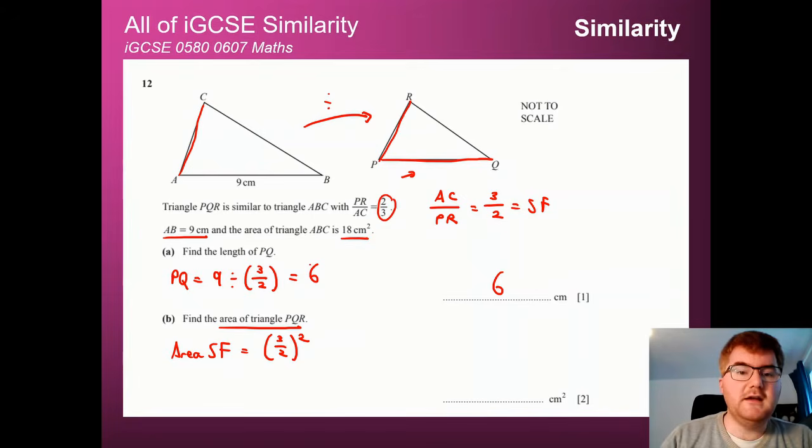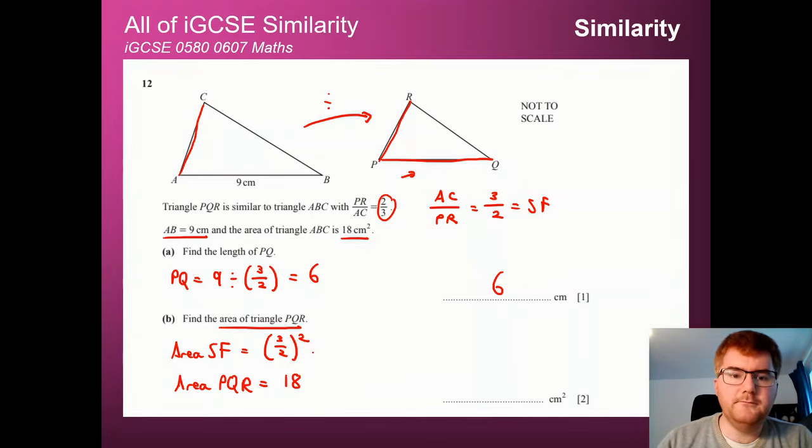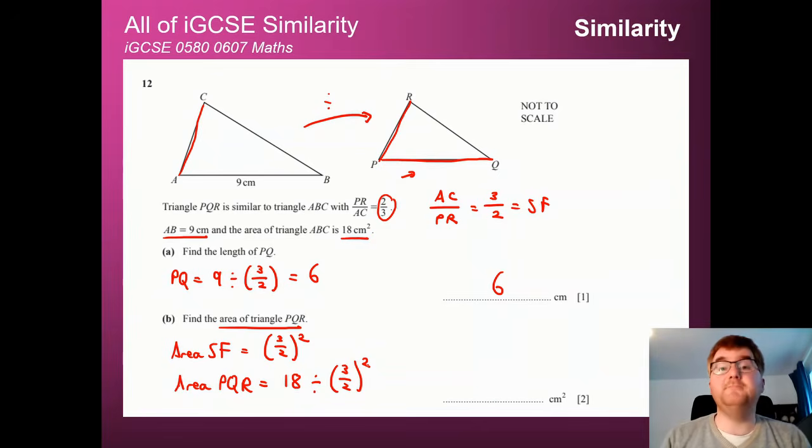And because we're going, again, big to small, we work out the area of PQR is equal to 18, so the smaller one, sorry, the bigger one, sorry, divided by 3 over 2 all squared. Again, you can pop that into your calculator. So I'm going to quickly do that now for you. If you pop that in, you'll get the answer of 8. So we pop in 8 there.